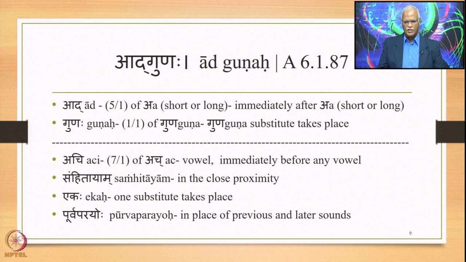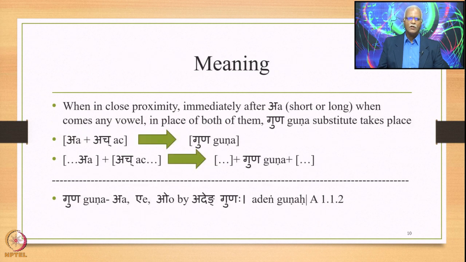in close proximity. When in close proximity? So at and achi, when they are in close proximity, then ekaha, which we just studied, that is one substitute, takes place, purva parayoho, in place of previous and later sounds. To put all this together, the meaning of the sutra would be, when in close proximity, samhitayam, immediately after a short or long, at, when comes any vowel, achi, in place of both of them, purva parayoho, one guṇa substitute, ekaha, guṇaha, takes place.